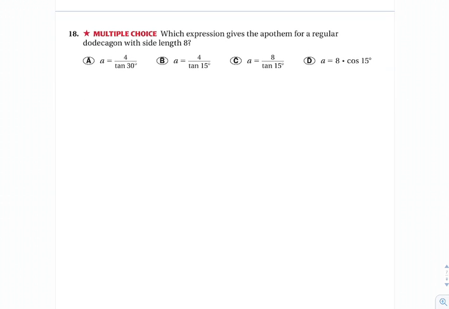Okay, so the last one is just a multiple choice one just to throw in there. Which expression gives you the apothem for a regular dodeca? Deca would be 10. Dodeca is 12 sides. Okay, with a side length of 8. So we're going to need this central angle. We know the side is 8. And so if there are 12 sides, then 360 divided by 12 triangles gives me 30 degrees in each. Okay, so that was part of the battle.